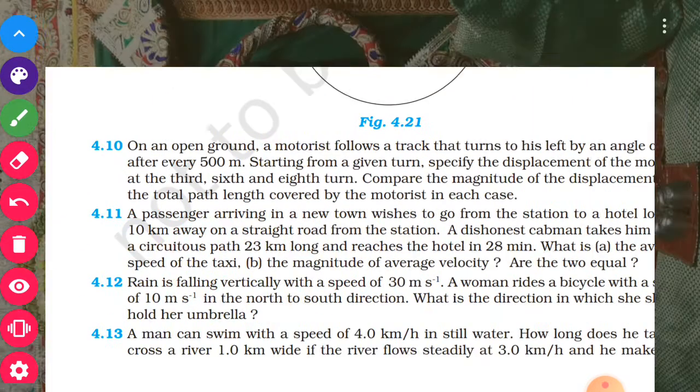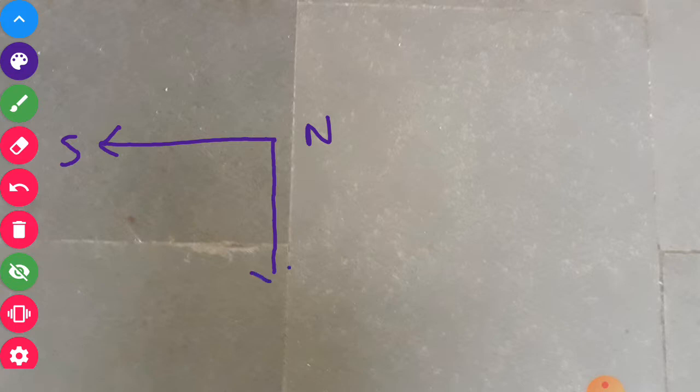Now see, in this we consider that this is the direction. Say this is north direction and this is south direction. Okay, and in this particular direction the woman is moving and the rain is falling vertically downward. So this is the velocity of rain and this is the direction of velocity of bicycle.